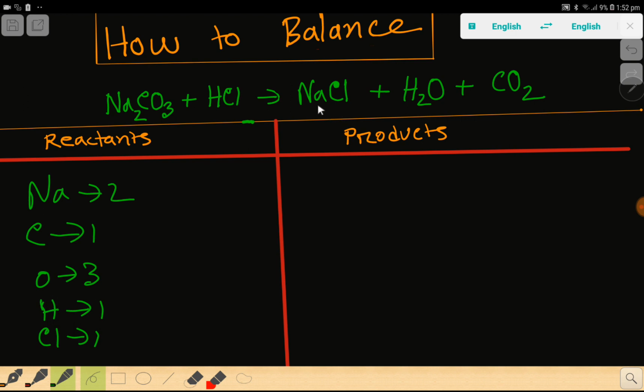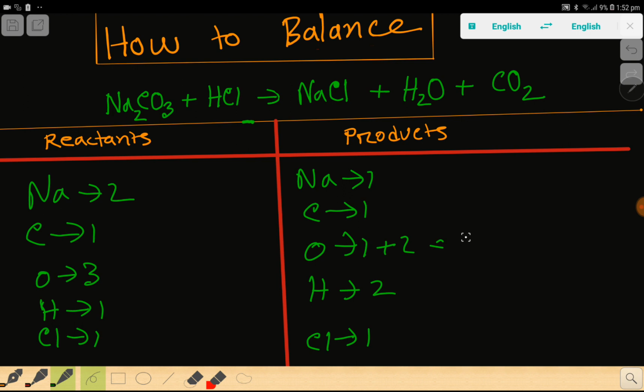On the right hand side we have sodium, so let me write 1, then here we have chlorine, which is 1, then hydrogen, that is 2, then oxygen, which is 1, then carbon, which is 1, then here we have 2 more oxygen, so let me add. So basically we are getting 3 oxygen, right?